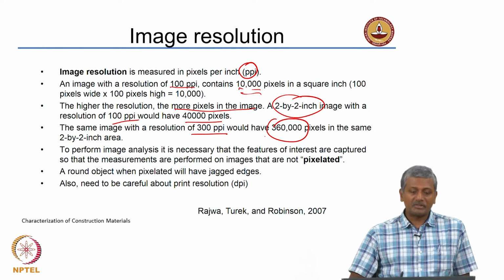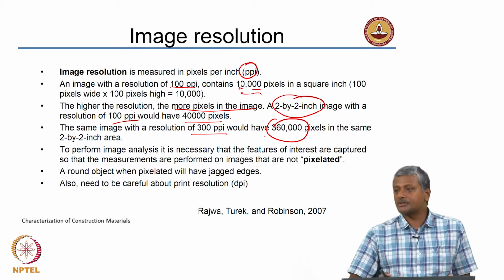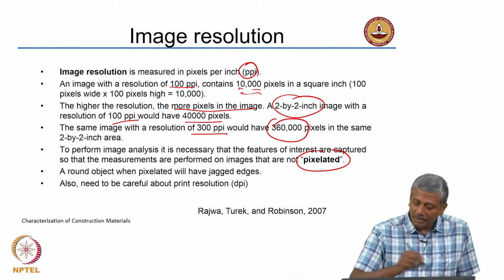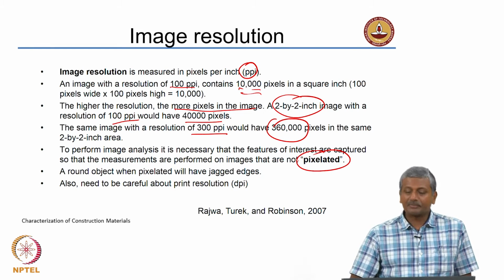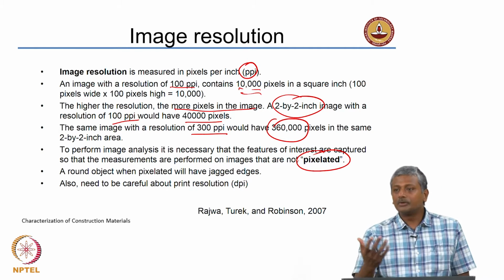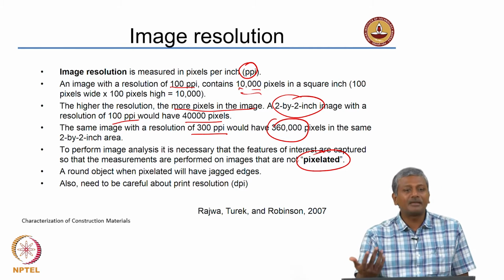To perform your image analysis, you need to have very clear cut features observed in your image so that you can perform the measurements, and your image should not be pixelated, and that is something you have learnt about before. What is a pixelated image, right? You must have discussed with your friends when you take a picture sometimes and display it on the screen, you sometimes make this comment, it is pixelated. What do you mean by pixelated? The choice of your resolution is not good enough to show the features clearly, right.